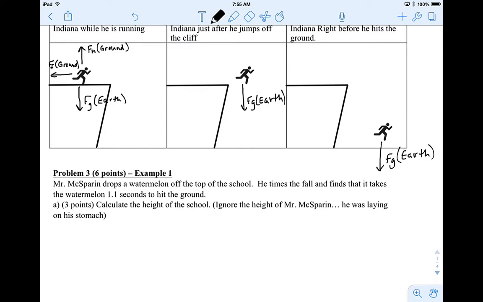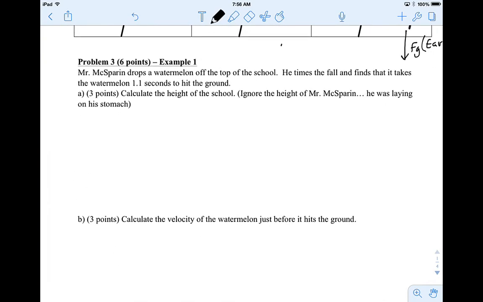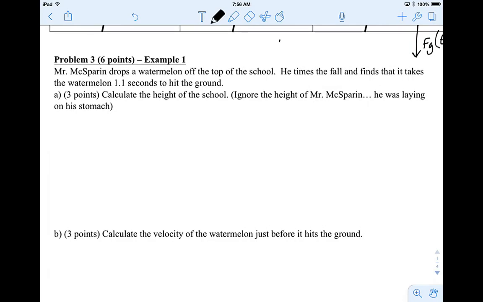All right, now we have some calculations. Let's look at problem number 3, example 1. Mr. McSparron drops a watermelon off the top of the school. He times the fall and finds that it takes the watermelon 1.1 seconds to hit the ground. And then it wants us to calculate the height of the school. So remember our steps. And if you guys have a hard time, write these steps down on your card, okay?